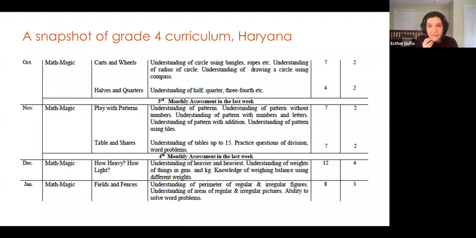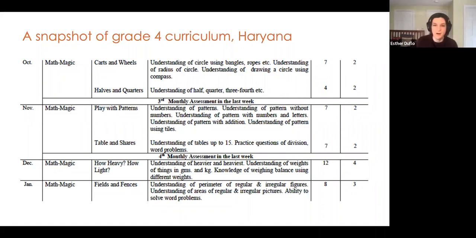Let me give you an example for Haryana. So this is grade 4 curriculum. In October, you have to understand carts and wheels, you have to understand the circle using bangles, ropes, etc., understanding the concept of a radius. You start with fractions: half, quarter, three-fourths, etc. In November, you start doing algorithms and patterns, patterns with addition, tilings. Then you need to know your table of multiplication up to 15.